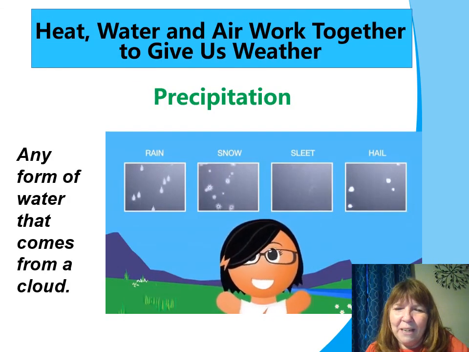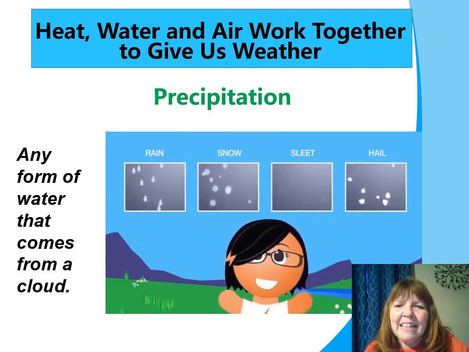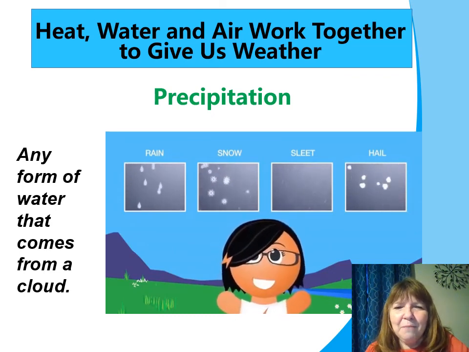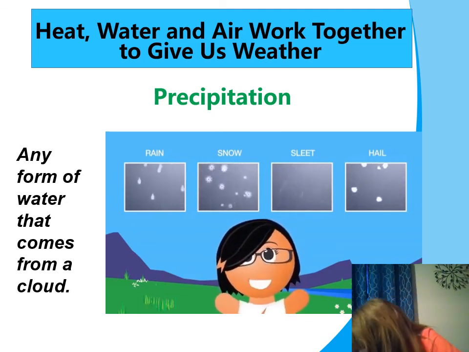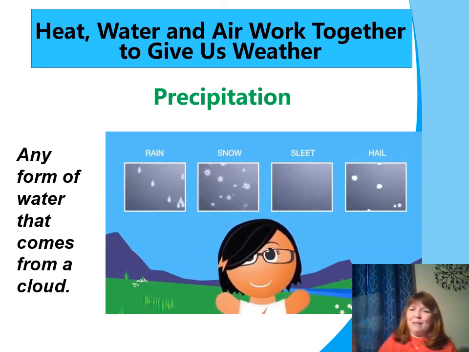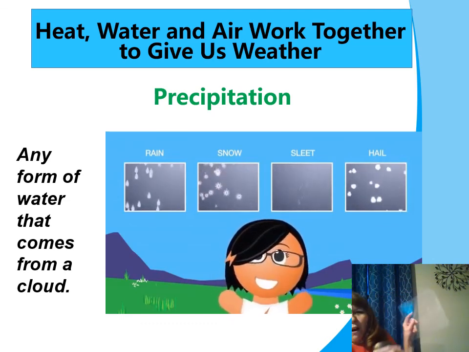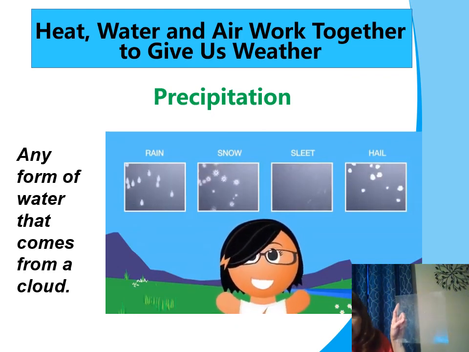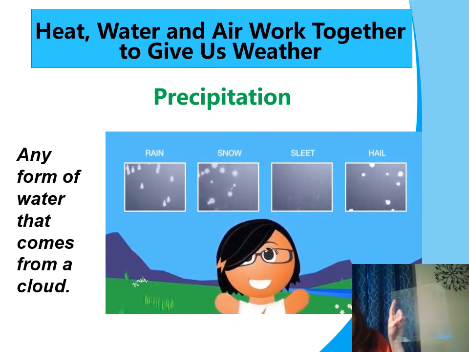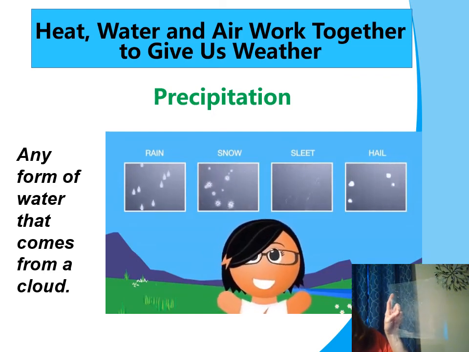The next thing we need to see how all these things work together, heat, water, and air, is to make precipitation. And precipitation is just any water that comes out of a cloud. Now, what happens is we have our cloud up in the air, and a little bit of water evaporates and gets into our cloud. And if the drops stay really small, the water is going to stay in the cloud and it's going to float right over the top of us and won't rain on us at all.